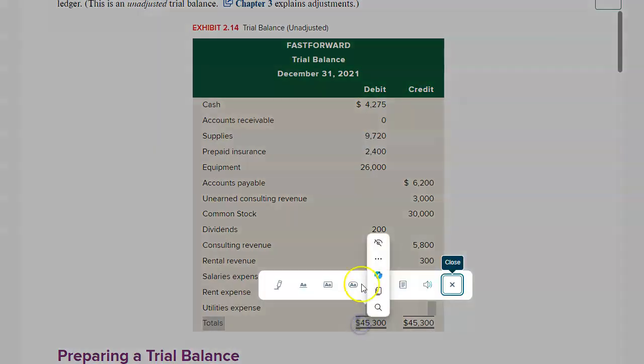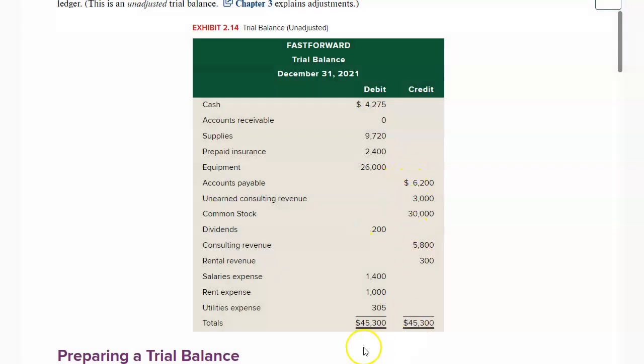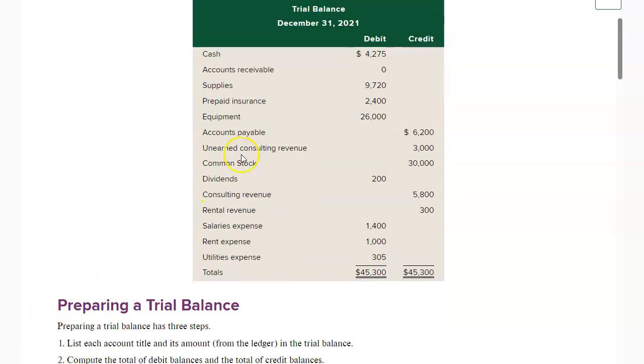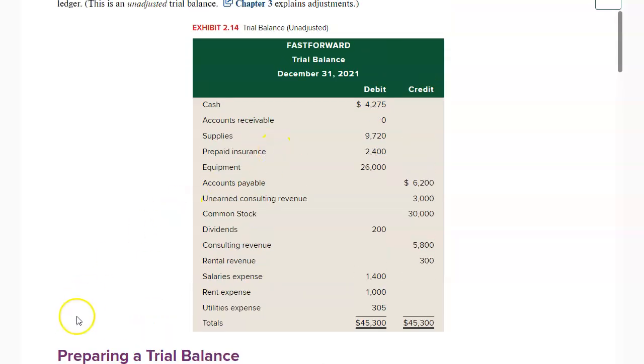Add them all up. Add up the debits. Add up the credits, and they should be equal. If they don't equal, you need to go back and find your error. You've made a mistake somewhere. And that's how you prepare a trial balance. This is an unadjusted trial balance. And we'll tell you what that means in another chapter.